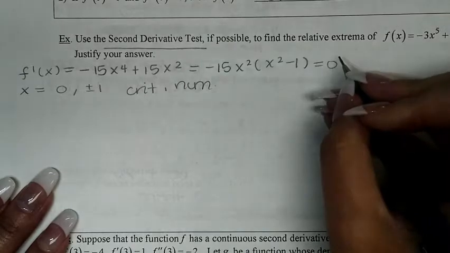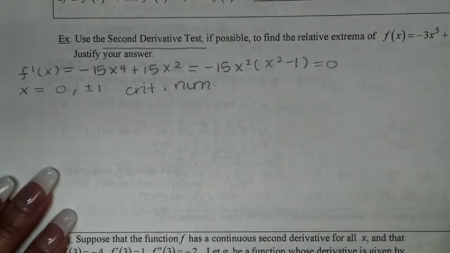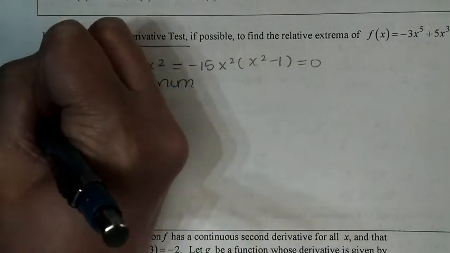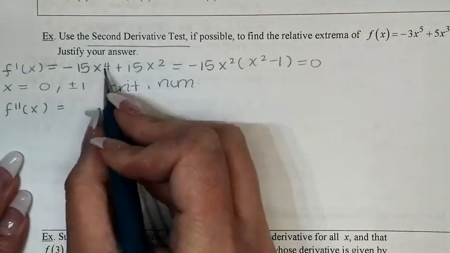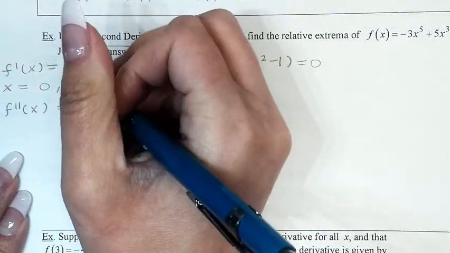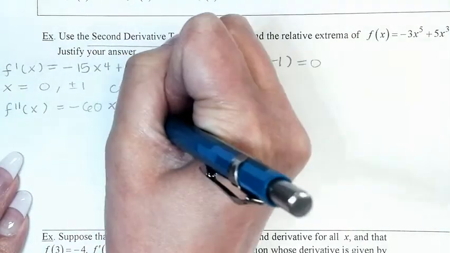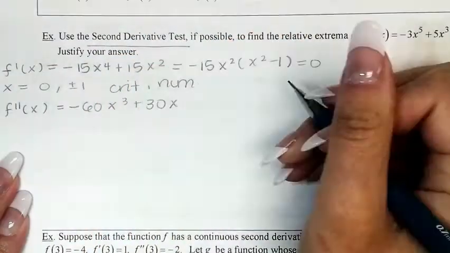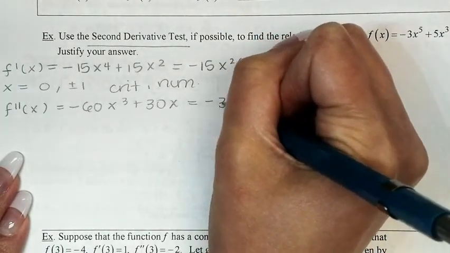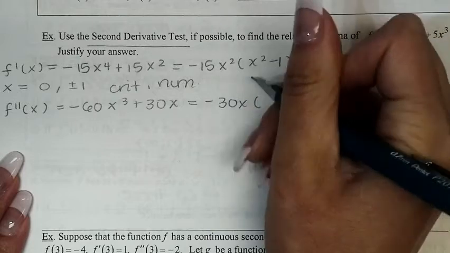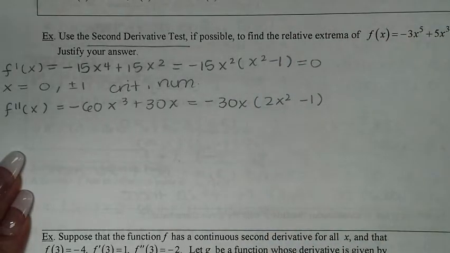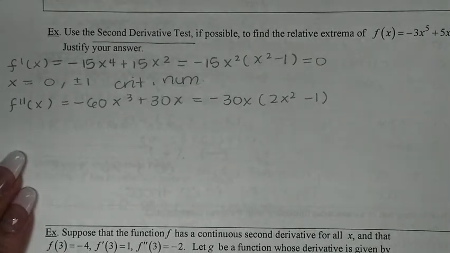But in addition to the critical numbers, I also want the second derivative, because I'm applying the second derivative test. So take the derivative of the derivative. That's going to be negative 60x cubed plus 30x. And you can factor that as negative 30x times 2x squared minus 1, okay? So evaluating that would be simpler.